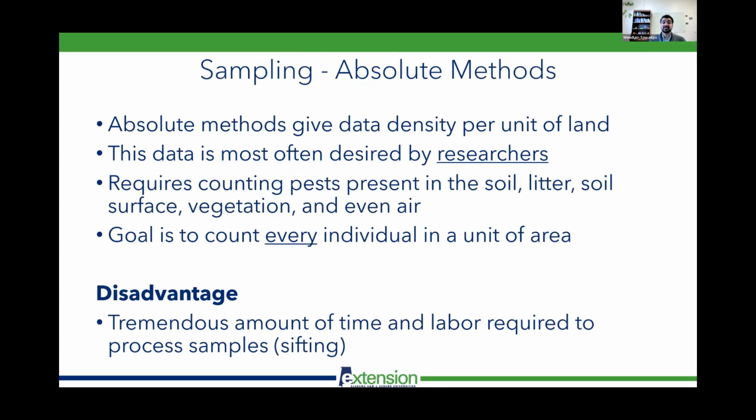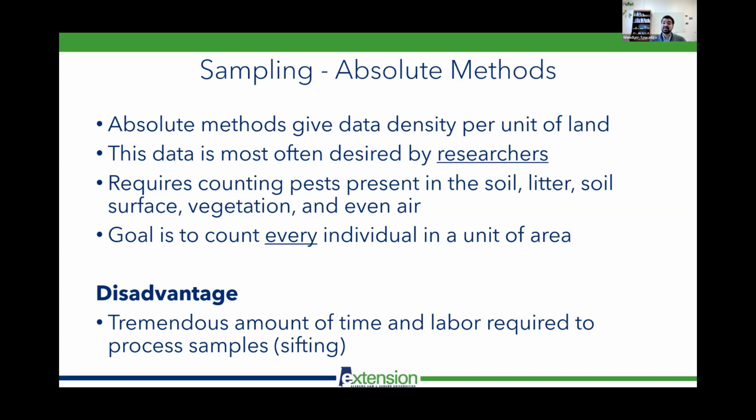So absolute methods, these ones are sort of that best case scenario, what we're really looking for. They give data density per unit of land. And so as researchers, this is what we most often want. But they are time consuming, and they do take a lot of effort to get. So oftentimes it might require counting pests that are present in the soil, the litter, soil surface, vegetation, and even in the air. So it takes a lot of effort to be able to get an absolute method.